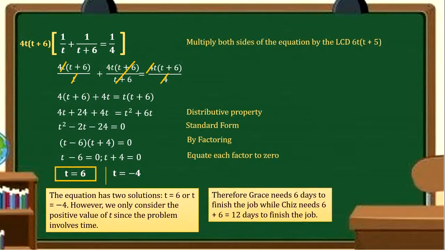So, ibig sabihin, si Grace needs 6 days to finish the job, while Cheese needs 6 plus 6 equals 12 days to finish the job. So, again, si Grace, yung T, so 6 days. And then, si Cheese, T plus 6, so that is 6 plus 6 equals 12 to finish the job.